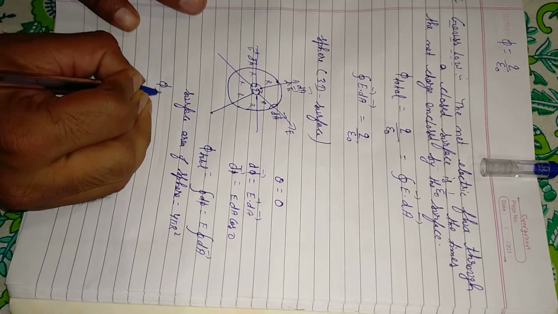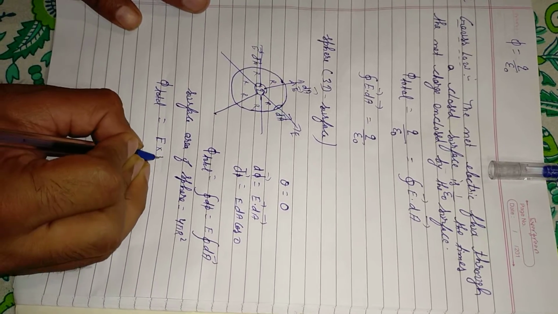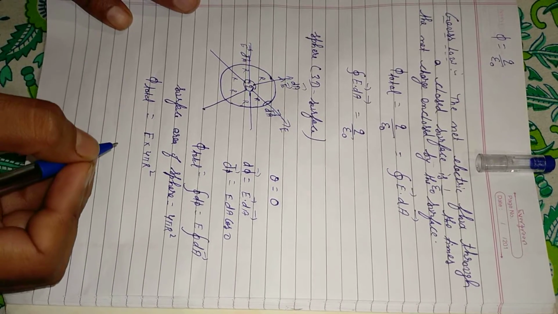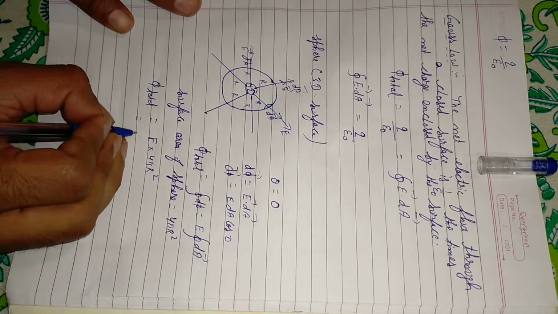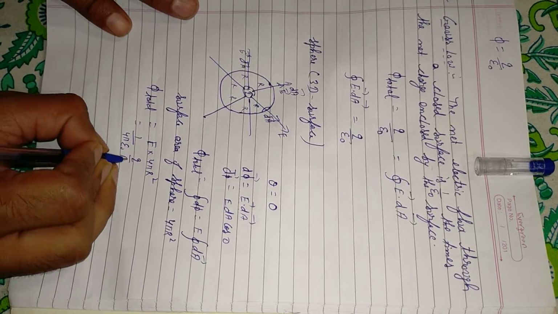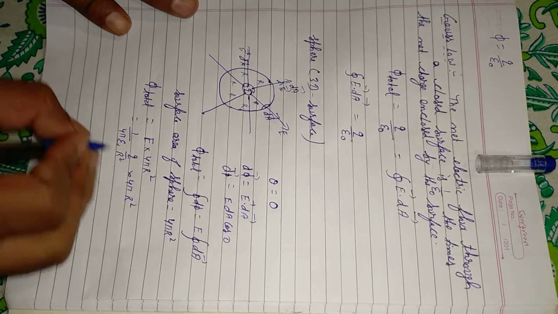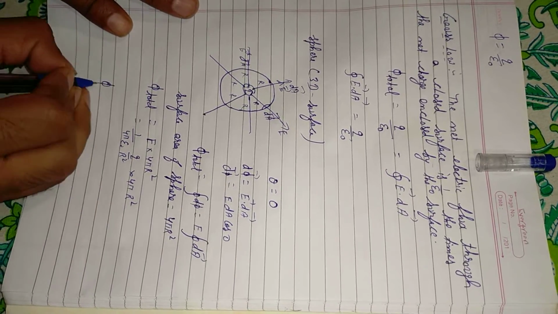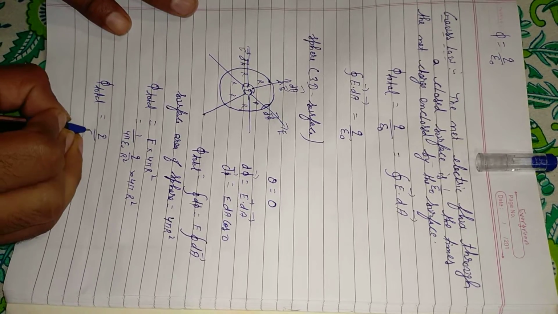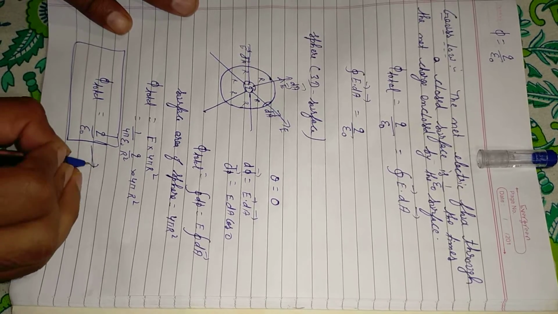So the total electric flux will equal E into 4 pi r square, and the electric field due to a point charge plus q is 1 over 4 pi epsilon naught times q over r square, into 4 pi r square. When you cancel out, the total electric flux comes out to be q over epsilon naught, which is Gauss law.